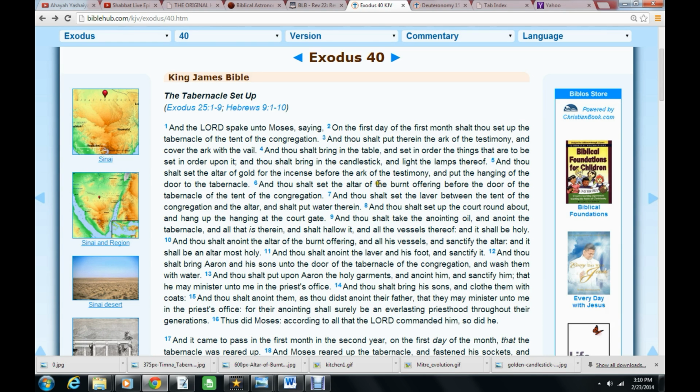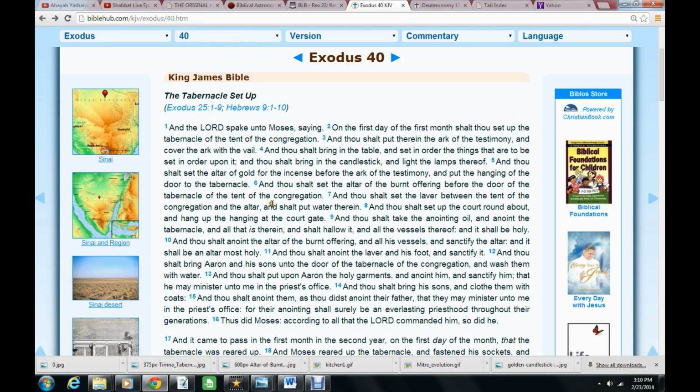So be before the ark of testimony. Before you pass the curtain to the ark of testimony, you will put the incense. So right before you go in the door, you're smelling it kind of. And put the hanging of the door to the tabernacle. So the tabernacle will put the curtains to block it.